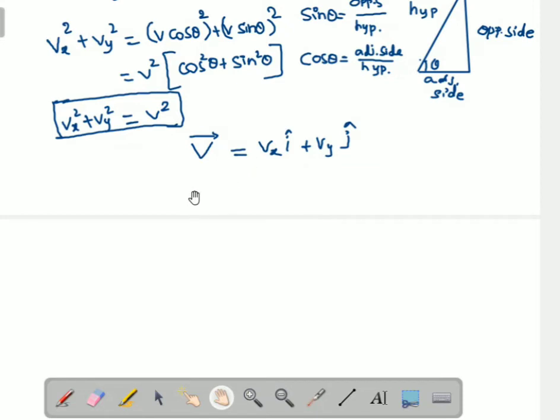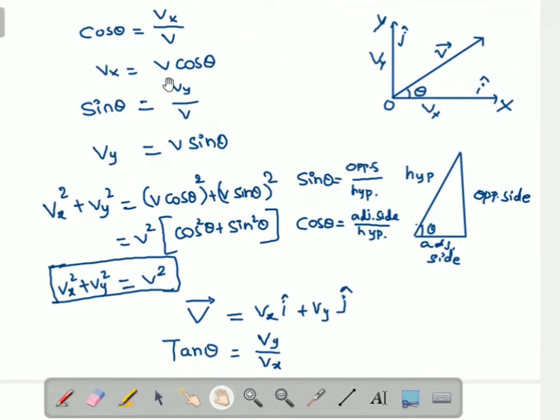So that can be written in terms of tan. Tan theta is generally opposite side by adjacent side. So tan theta is equal to the opposite side, which is nothing but our vertical component, and the adjacent side is nothing but our horizontal component. So by using this, theta can be written as tan inverse of vy by vx. This is how we get the angle and the resolved components.